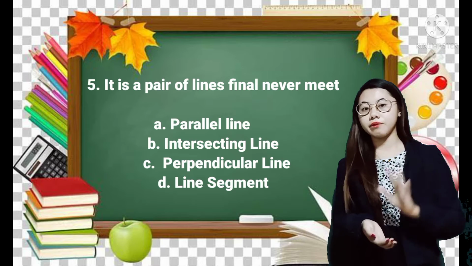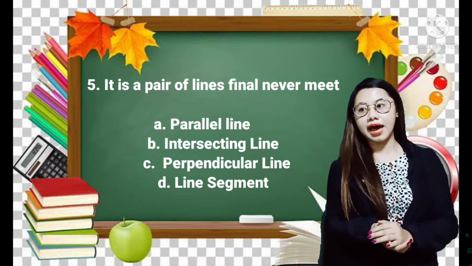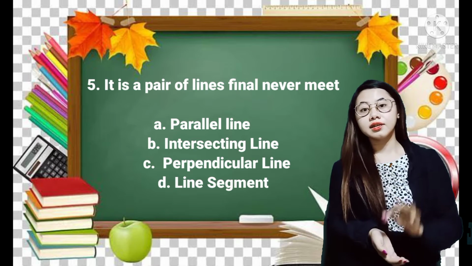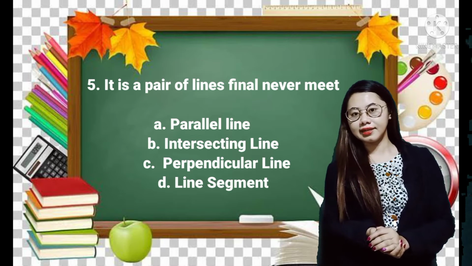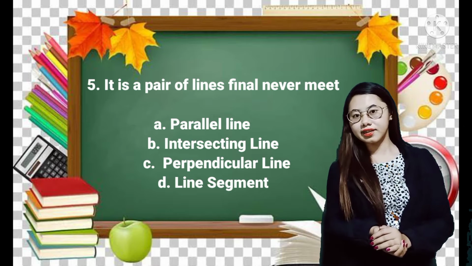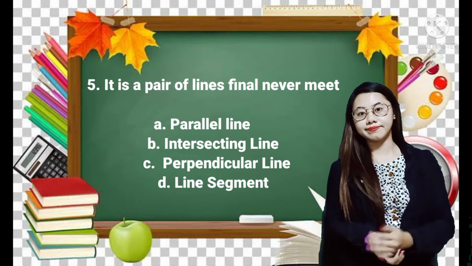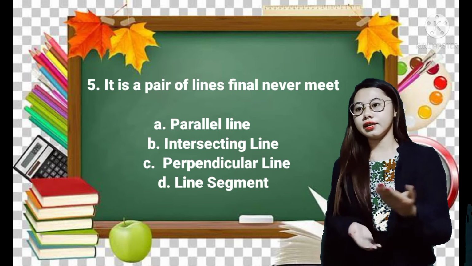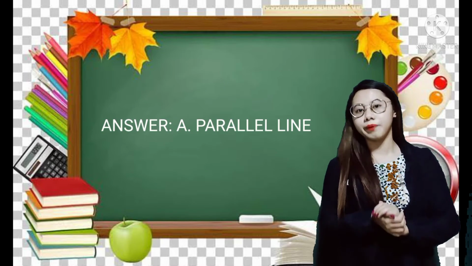Number 5: it is a pair of lines that never meet. A is parallel line, B is intersecting line, C is perpendicular line, D is segment. Yes, Michael John? Very good. It is A, parallel line.